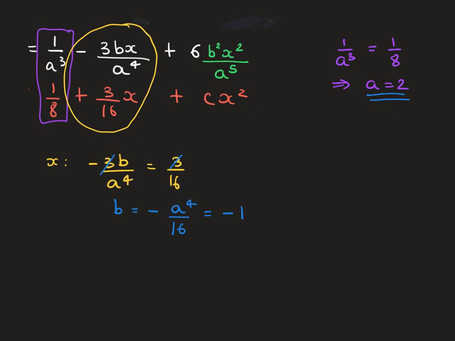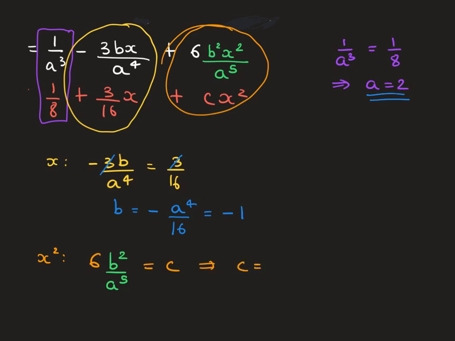And we then have one last part to process, which is equating these parts here, these coefficients of x squared. So we have 6 multiplied by, and again different colour for clarity, b squared over a to the power of 5 must be equal to c. So that's very easy. We then just substitute in the values that we know for b and a. So c is equal to 6 multiplied by -1 squared over 2 to the power of 5. And this gives us a value for c of 3/16.